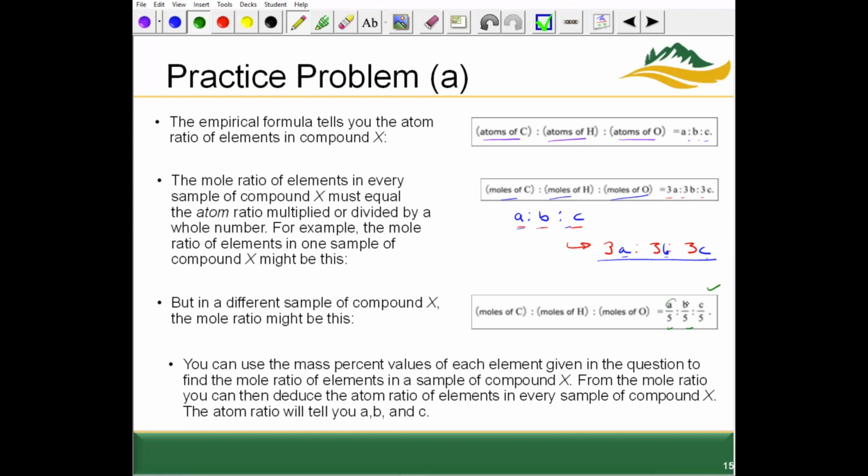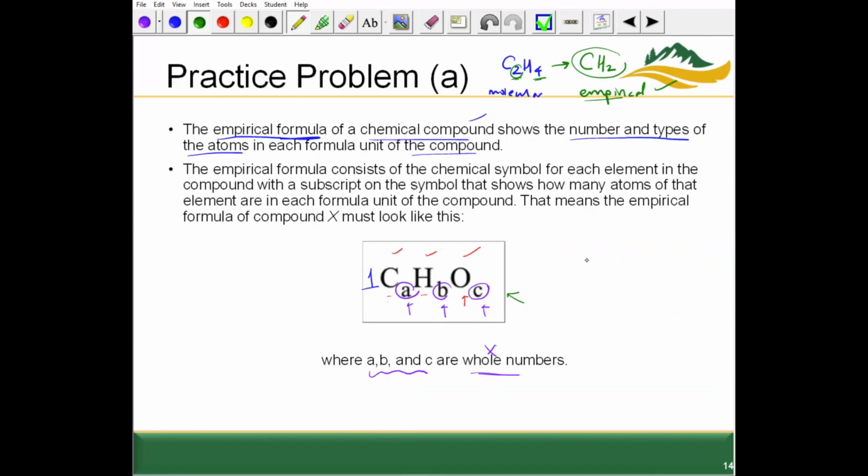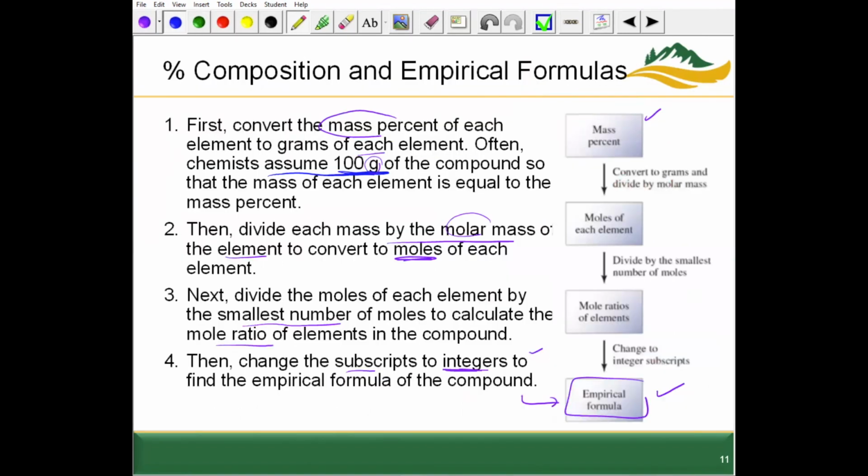Again, we don't know what A, B, and C are yet, but we're going to figure out what these subscripts are. So we're going to use those mass percent values that were given in the problem to find a mole ratio of the elements. And from that mole ratio, we can then deduce the atom ratios of the elements in every sample of this generic compound X. Right now, our generic compound X is C sub A, H sub B, O sub C. So we talked through these steps in this flow chart. Now let's practice them for our specific problem.